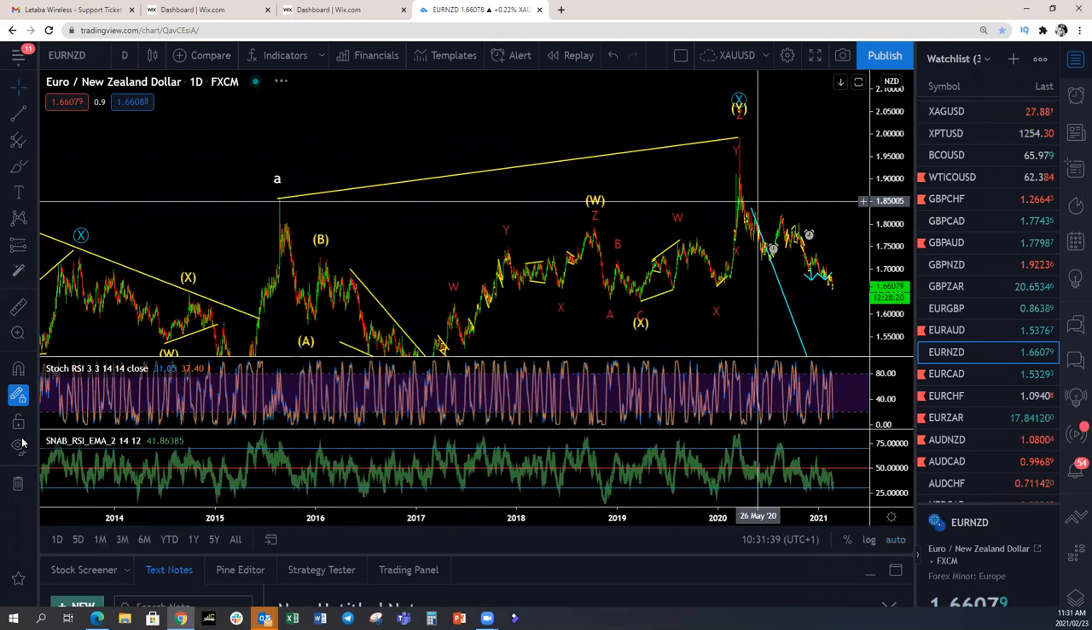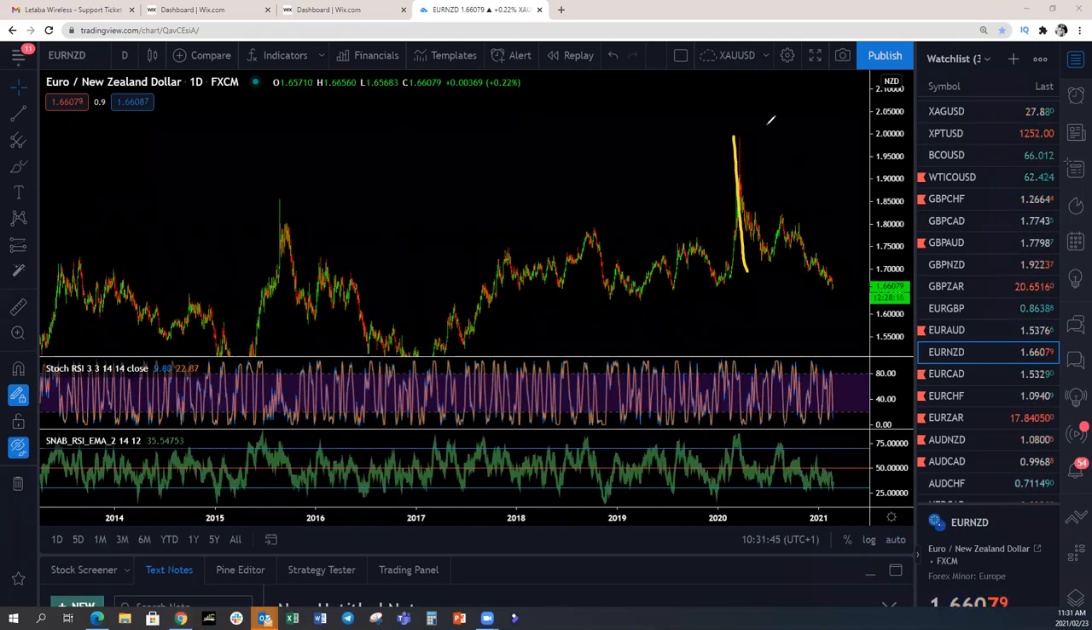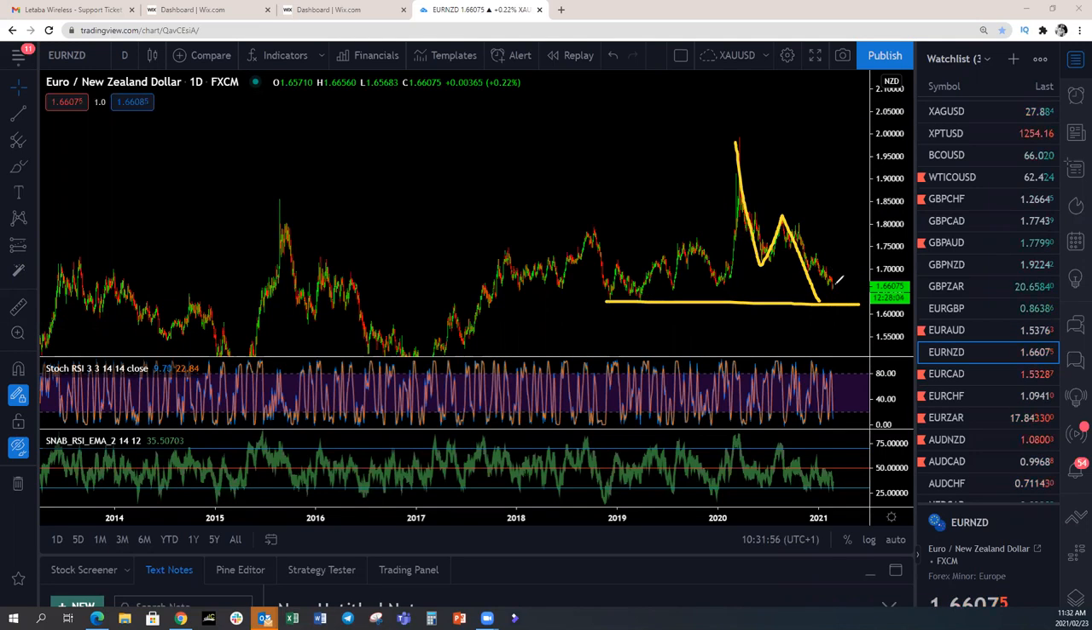So we are looking at these three waves here. Five waves down, 5 waves pullback, and we are looking for this to complete the 5 waves, possibly to come and retest this level here. So we're still looking for continuation to the downside. There's another opportunity to take this one to the downside on Euro New Zealand. Look for that one on the 4 hour.